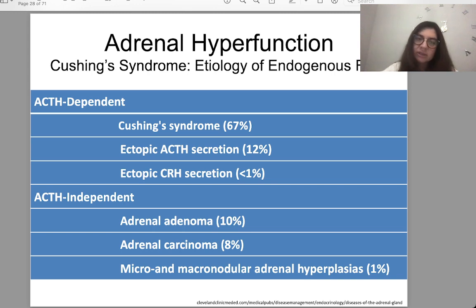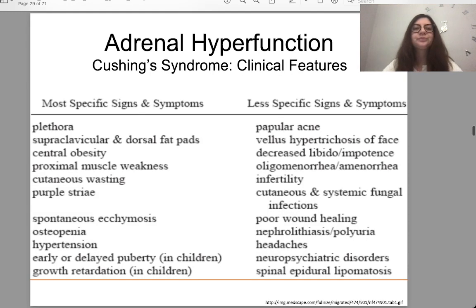ACTH-independent cases include what we usually earlier named secondary. It is adrenal adenoma 10%, adrenal carcinoma 8%, and micro and macronodular adrenal hyperplasias nearly 1%. You see the structure is a little bit different. That's why for adrenal hyperfunction we have a quite different classification.